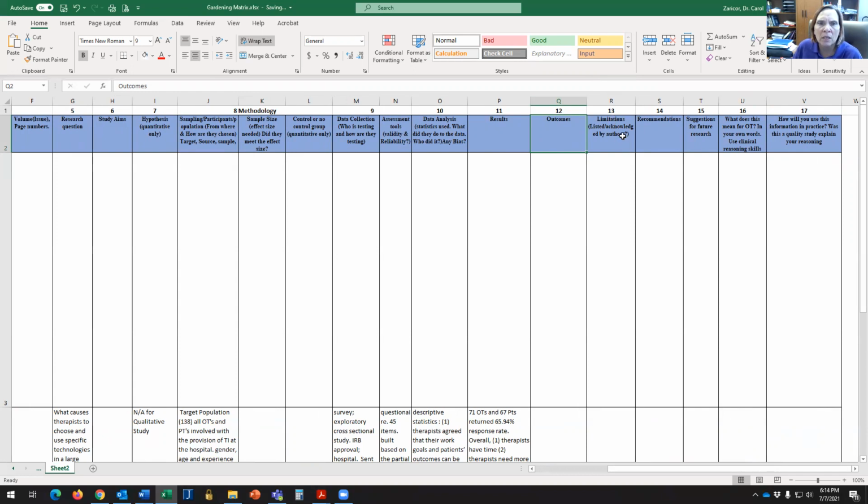And then 13 is your limitations. Did the authors give you limitations? Did they mention the limitations? And again, you could find these limitations written throughout the article or the study. A lot of times they will talk about that at the end. Sometimes they may mention it in the results and data analysis section itself. Sometimes they may not. And if they don't, then you're going to list it later.